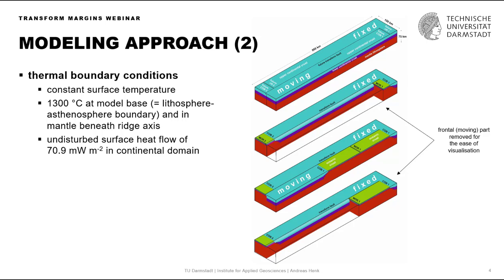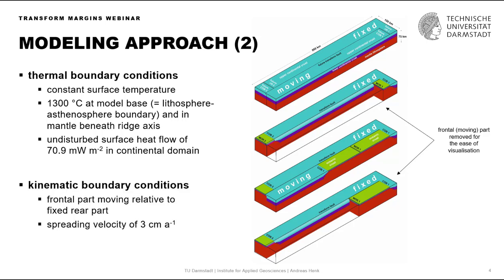Thermal boundary conditions are a constant surface temperature and a temperature of 1300 degrees C at the model base, representing the lithosphere-asthenosphere boundary. This results in an undisturbed equilibrium heat flow of about 71 milliwatt per square meter, a value close to the global average for the continental domain. Asthenospheric upwelling in relation to oceanic rifting is described by assigning 1300 degrees C also to the mantle right beneath the ridge.